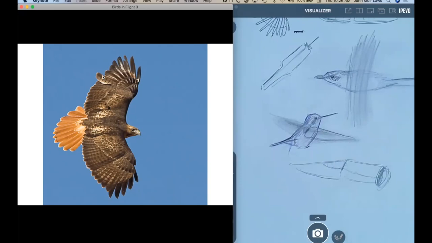But take a look at this. Can you pick out primaries, secondaries, primary coverts, secondary coverts, and those scapulars? Try it on that bottom one. How'd that go? Primaries, primary coverts, secondaries, secondary coverts, and my scapulars.